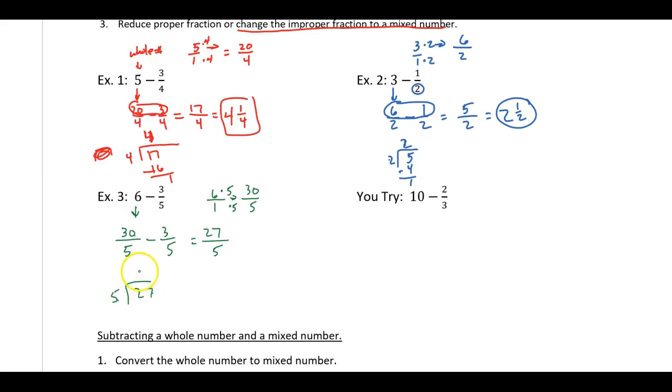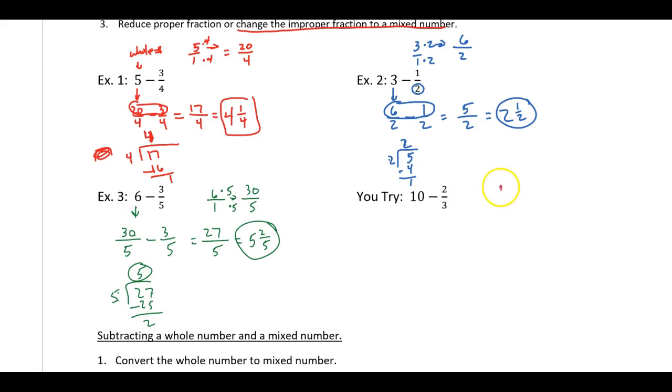Now 5 goes into 27 5 times. 5 times 5 is 25. I have a remainder of 2. So this is going to be 5, that 5 there, and my remainder of 2 out of the denominator 5. And I am done. Okay, what I want you to do is pause the video, try the You Try problem, and come back and check your answers.